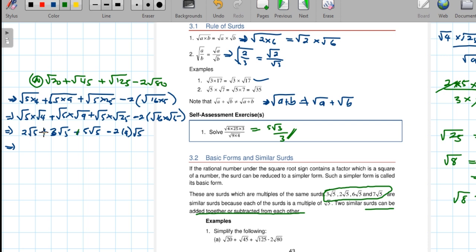So here we are going to add 2 plus 3 plus 5, that is 10 root 5. Then this is minus 8 root 5. So this will give us 2 root 5. So that is our answer for that. So let's look at another example.